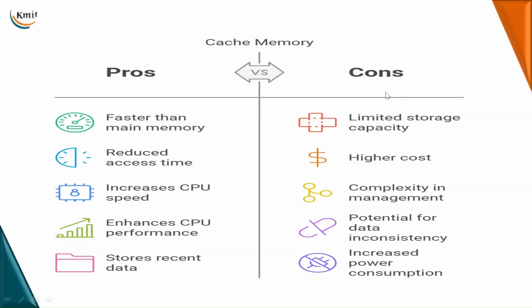Coming to the disadvantages of cache memory, the storage capacity is very small compared to main memory, and the cost of implementing cache memory is very high. It is higher in cost compared to main memory, and the management of cache memory is very complex. So there is complexity in management, and there is a possibility of data inconsistency. Whatever data is present in the cache memory, a duplicate copy will always be available in your main memory.